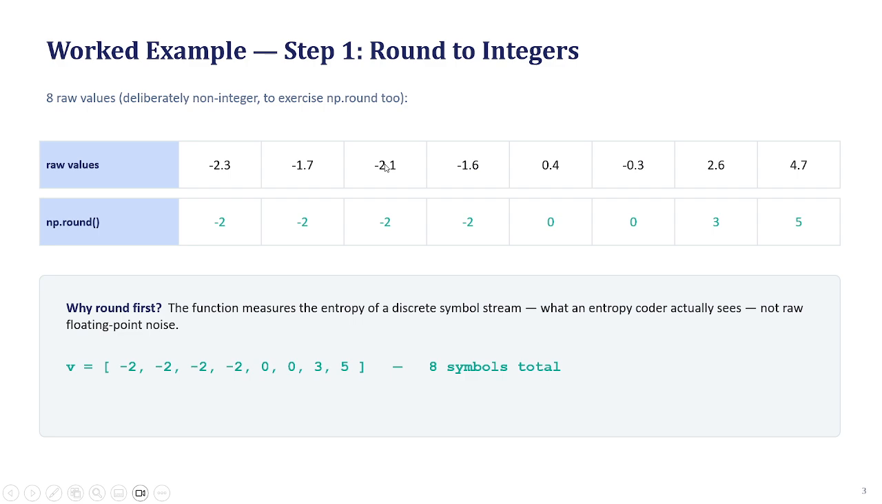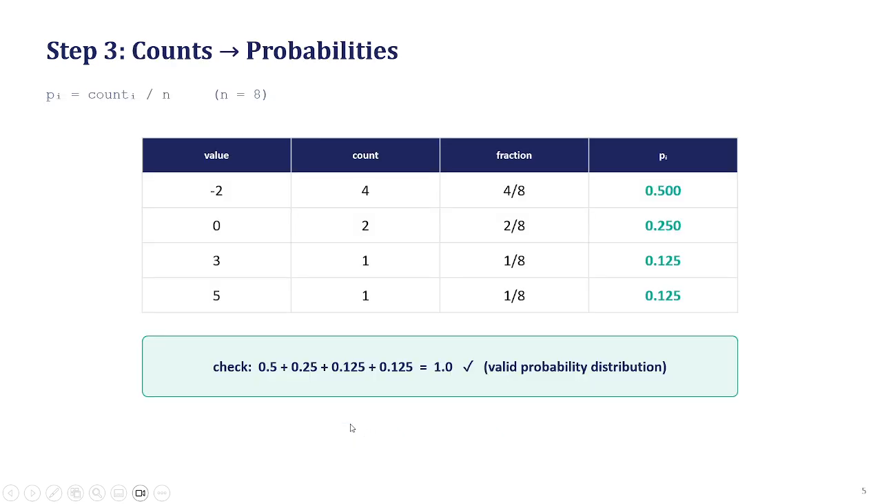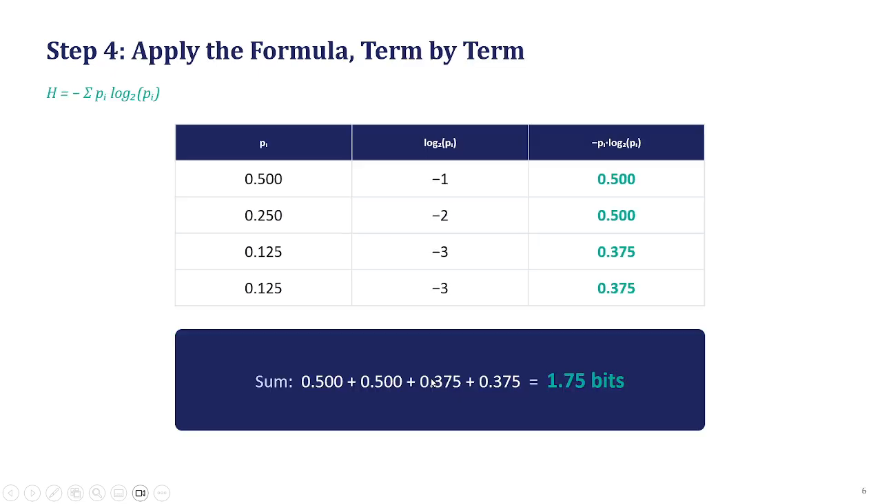So we have 8 symbols, and this is basically the equivalent of this raw data in terms of the integer based values. So now we have created the histogram, and you can check that all the 8 values are accounted for. Next, we are calculating the probability, and our sum of the probability is equal to 1, which it should be.